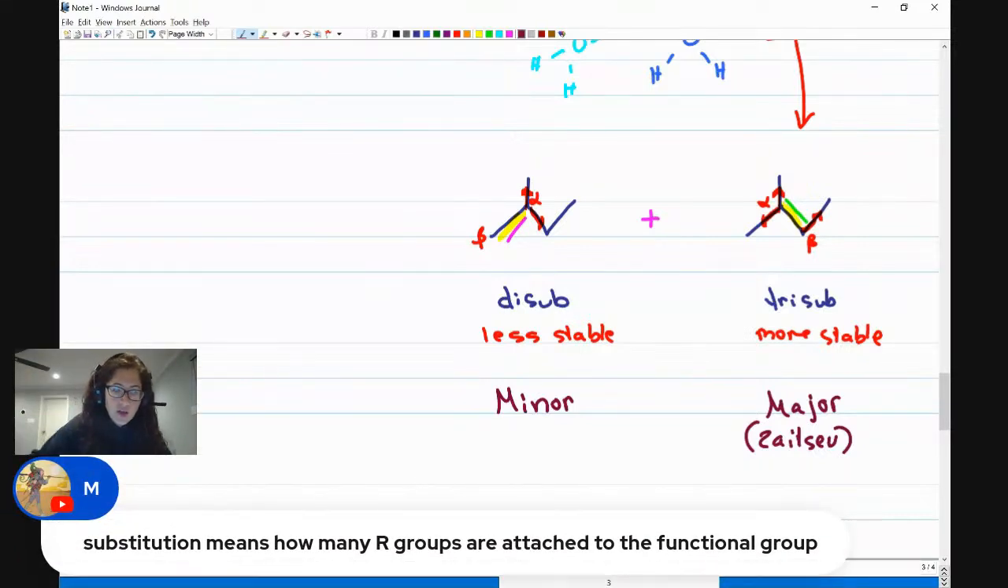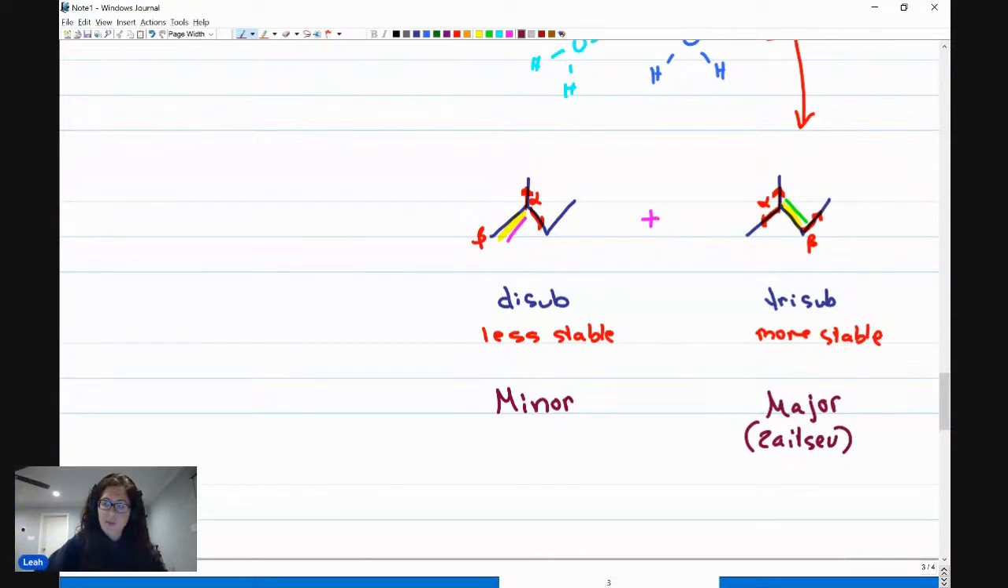Question here. Substitution means how many R groups are attached, not to the functional group necessarily, because we could have functional groups on the molecule. In this case, I'm looking specifically at the pi bond. How many R groups are coming out of the pi bond on either side? It doesn't matter which side, you count them all together.